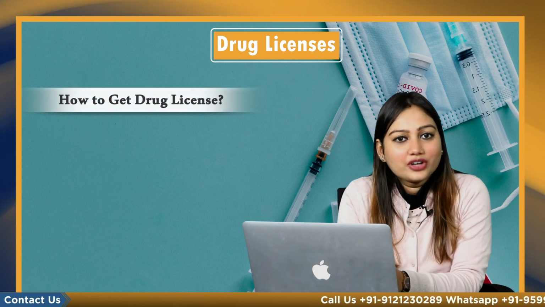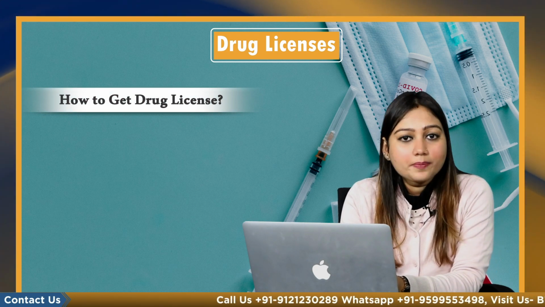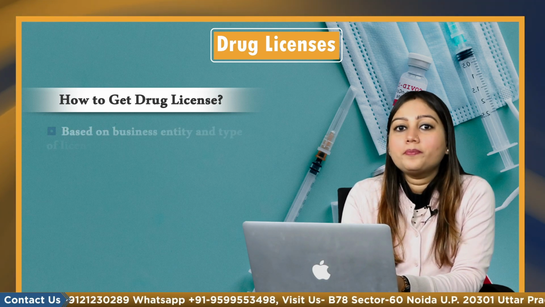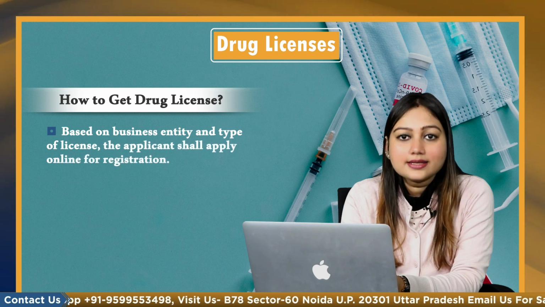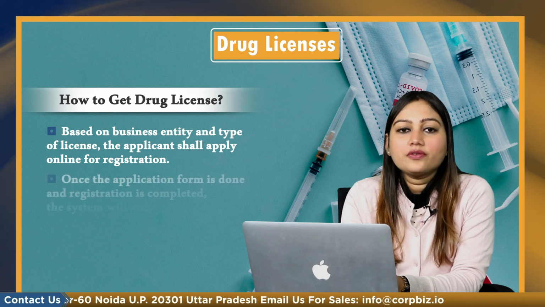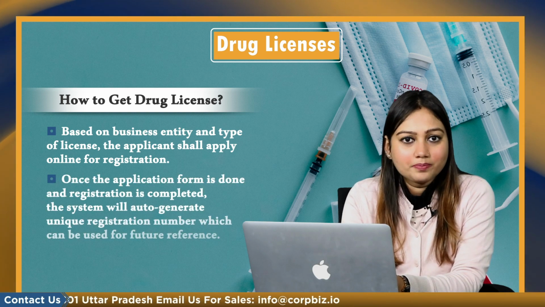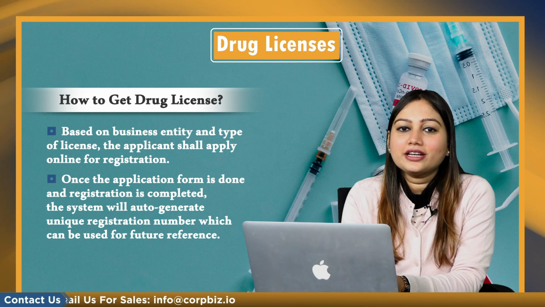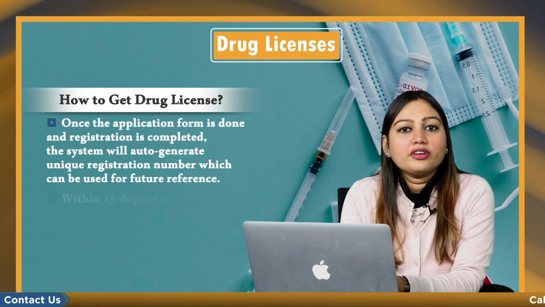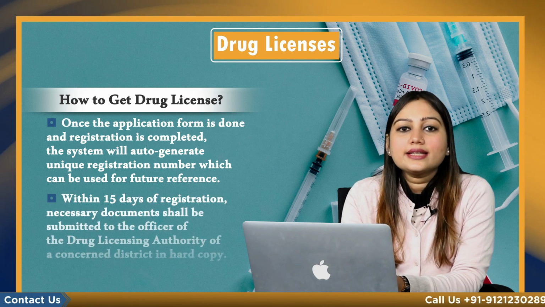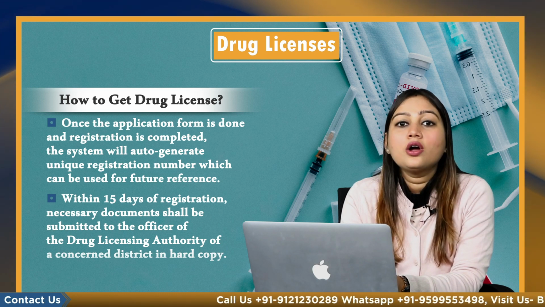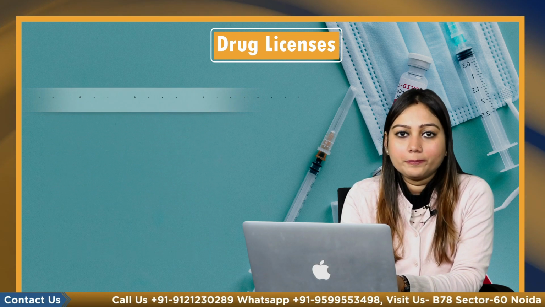So how to get a drug license in India? Following is the basic procedure to get a drug license in India. First among them is, based on the business entity and type of license, the applicant shall apply online for registration. Once the application form is done and registration is completed, the system will auto-generate a unique registration number which can be used for future reference. Within 15 days of registration, necessary documents shall be submitted in hard copy to the Officer of the Drug Licensing Authority of the concerned district.